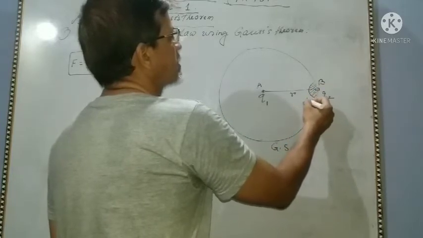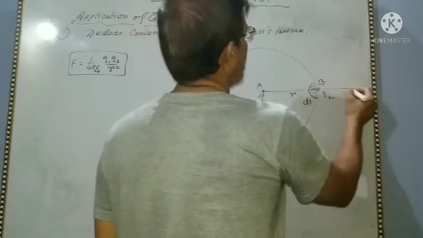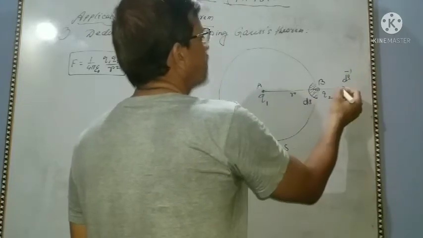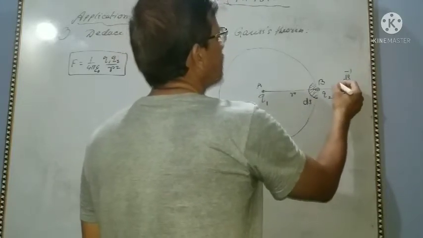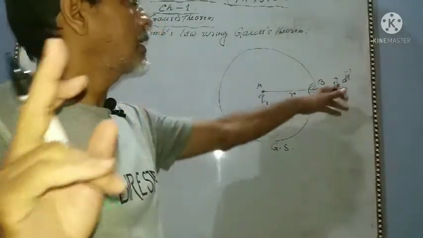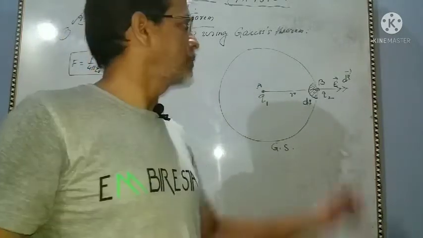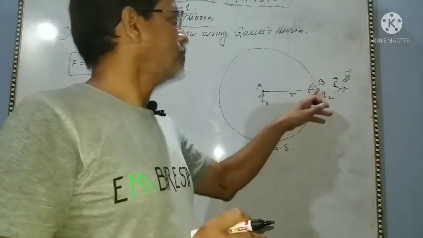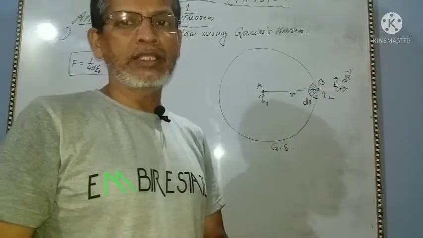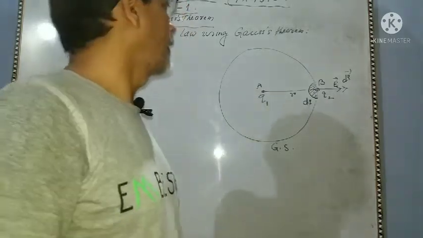Say this is ds. So what will be the ds vector? This will be the ds vector. And what will be the electric field? This will also be in the same direction. So electric field and area vector are in the same direction. Area vector will always be perpendicular to the surface. Electric field will be perpendicular to the surface of the sphere, because of the spherical symmetry.